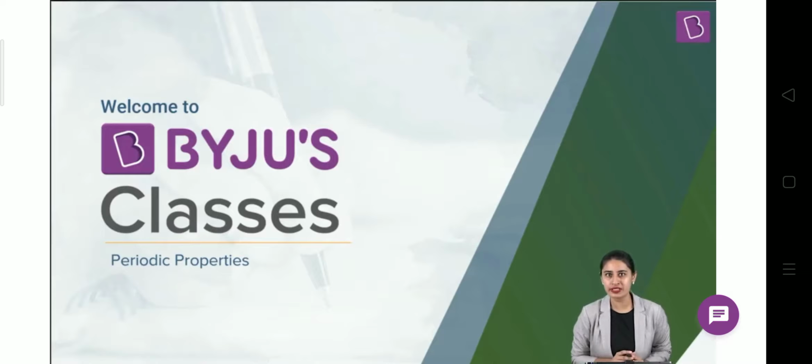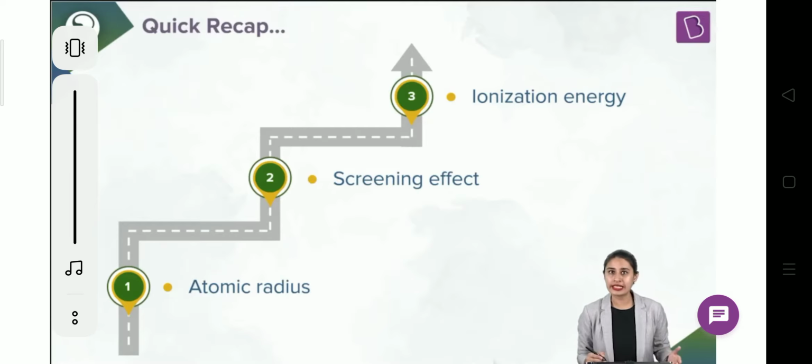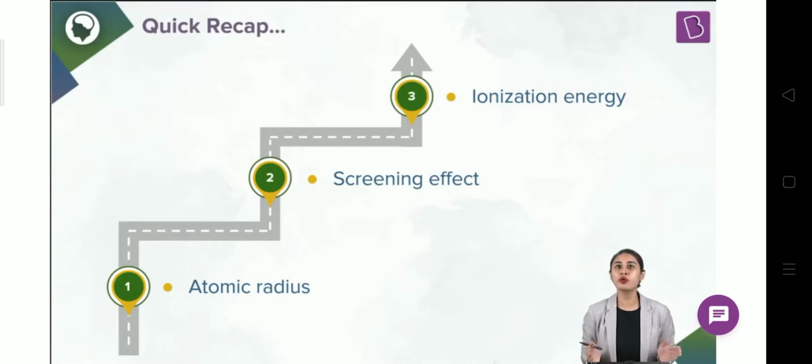We have done in the previous session. So if you remember, we talked about atomic radius, and I am sure now you very well remember that there are 4 types of atomic radius. What are they? Covalent radius, metallic radius, van der Waals radius, and ionic radius. I'm sure you know how to find it.